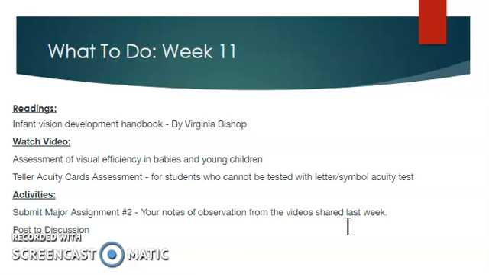And then you do have a couple of videos to watch. The first video is the assessment of visual efficiency in babies and young children. It's a great video. It's another example of how FVAs are conducted on young babies and infants. And then the other video is about Teller acuity cards. These cards are used if a child is not able to read letters or symbols. So we use these cards for basically young children.